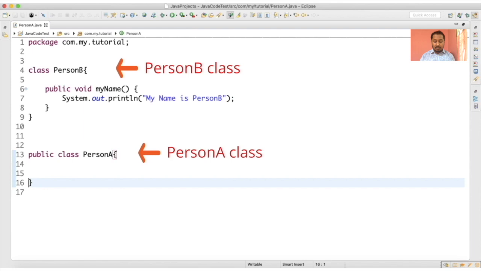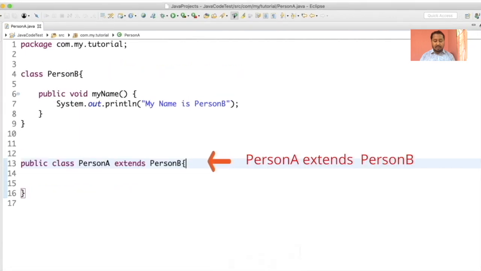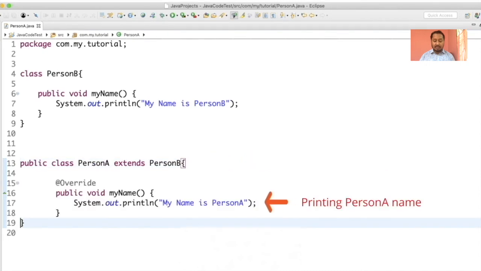For example, we have two classes, person A and person B. Now person A class inherits person B class using the extends keyword. Here person A class is the child class and person B class is the parent class. Now person A class redefines the method my_name that is already there in person B class. So this is called method overriding or polymorphism in Java. Because the my_name method has two forms, one in person B class and the other in person A class. So because of these multiple forms of the my_name method, it is also called polymorphism in Java.